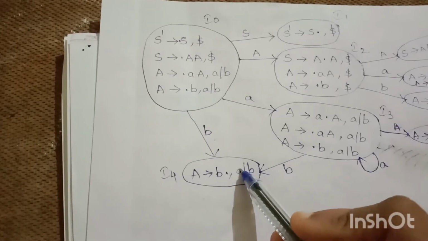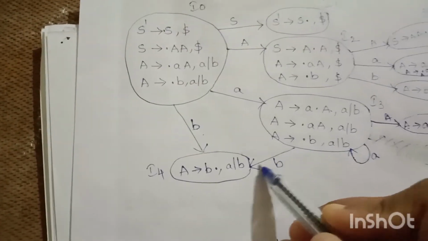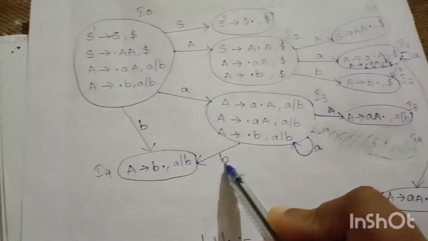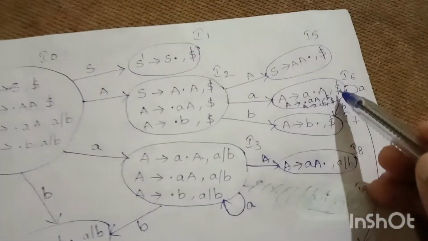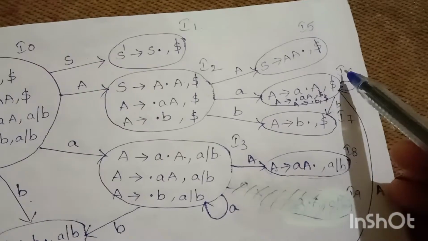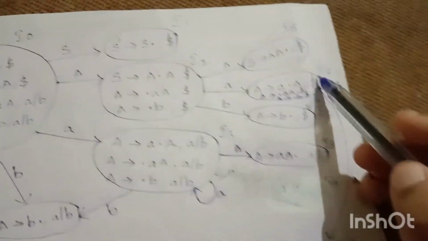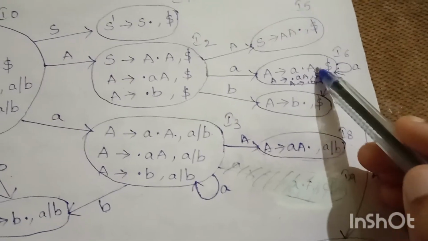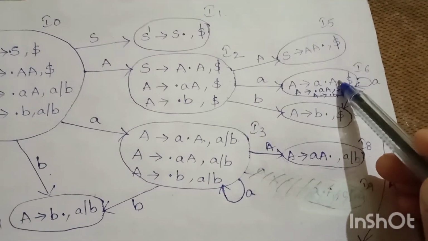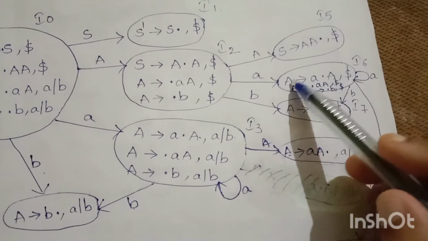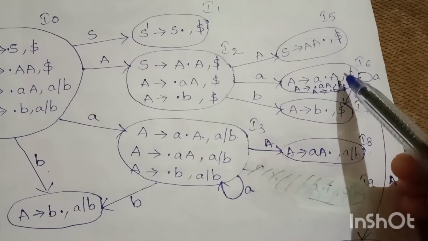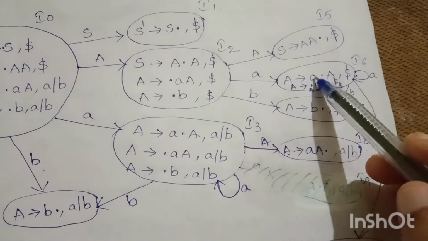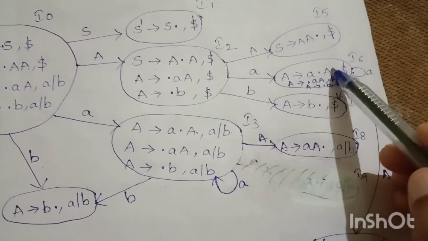So it is already there in state I4. So I am drawing a transition to state I4 on symbol b. Okay, and now these all have been completed. So in I6 state, the dot has still not been shifted to the end of the production. So let's shift it here: A tends to a dot a comma dollar. If we shift this dot here, it becomes A tends to a dot.